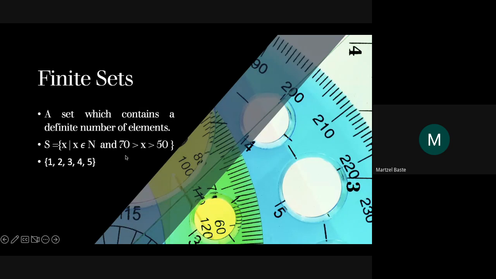If, let's say, we put 85, 85 is not an element of this set. Why? Because if we evaluate it using this expression, 70 is greater than 85 is actually false. So 85 is not part of this particular set.